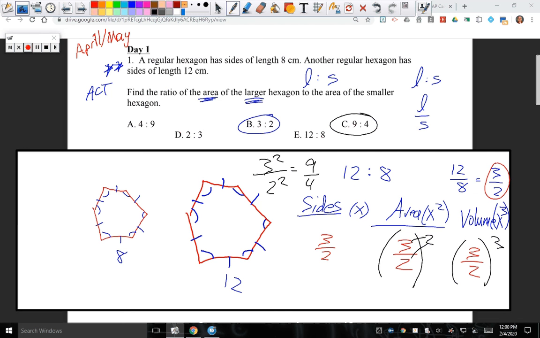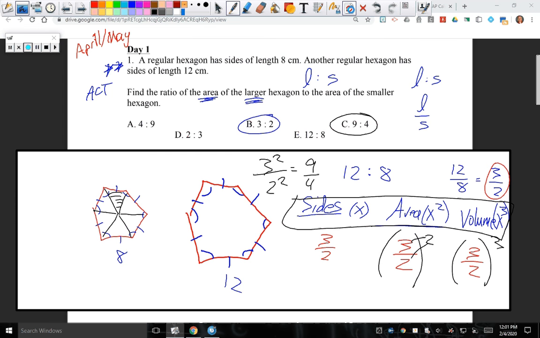I didn't even have to do any triangles. I didn't have to do 1/2 times base times height to get one of them, and then multiply by 6 because there's 6 of these. I didn't have to do any of that, and then find the ratios. I just remembered one-dimensional, two-dimensional, three-dimensional, squares, cubes. Okay? The second one should have been fairly easy.